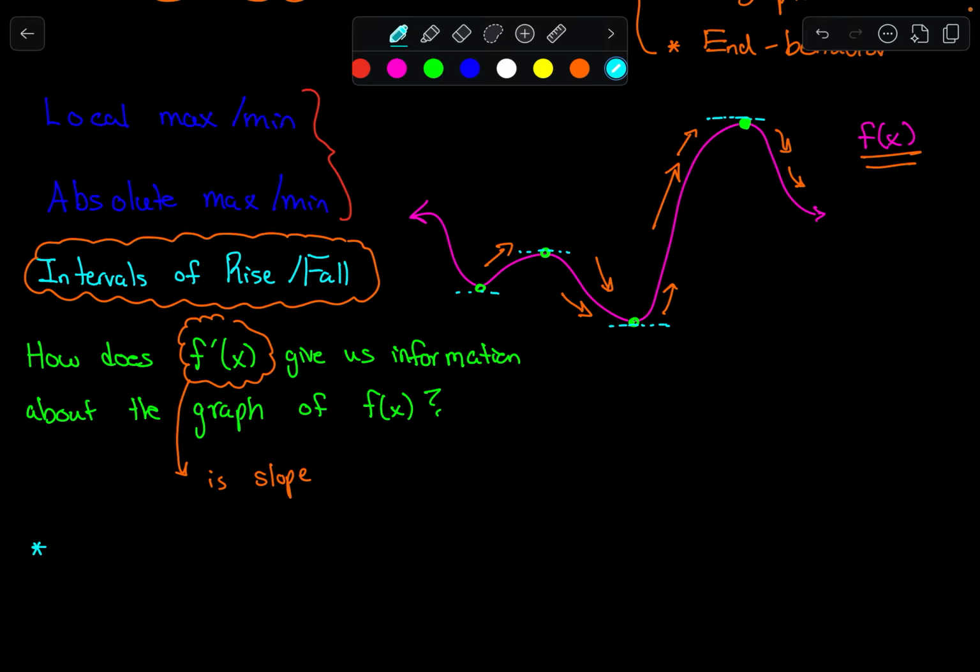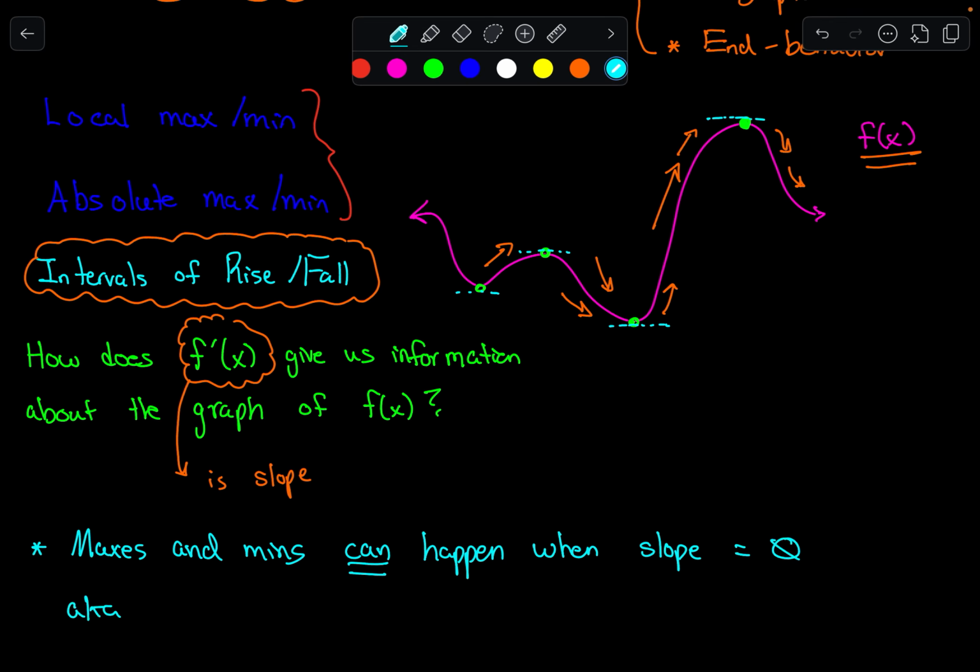That's a big thing. So maxes and mins can happen when the slope is equal to 0, AKA when f prime of x is equal to 0.